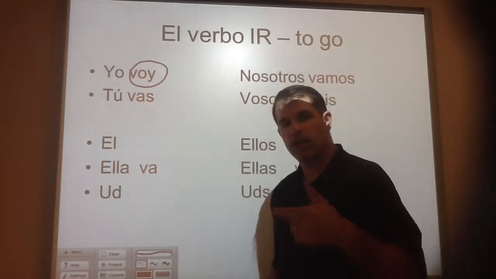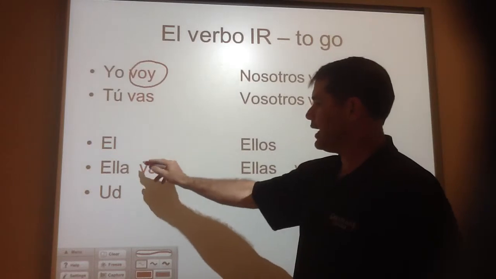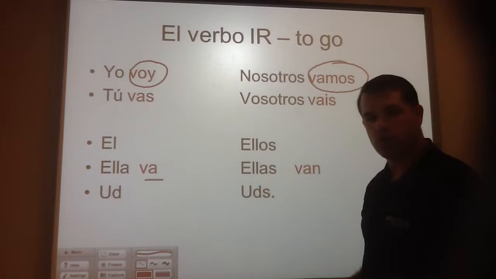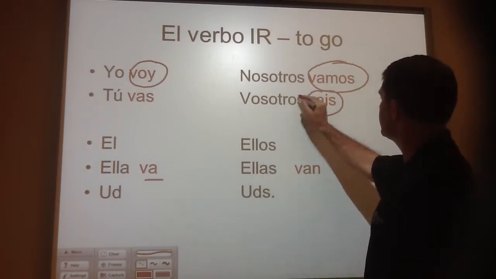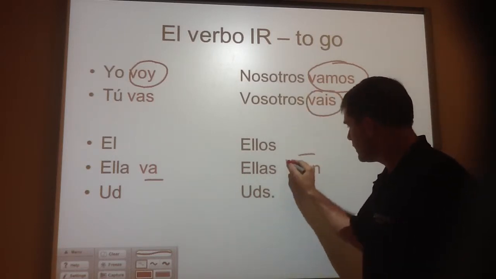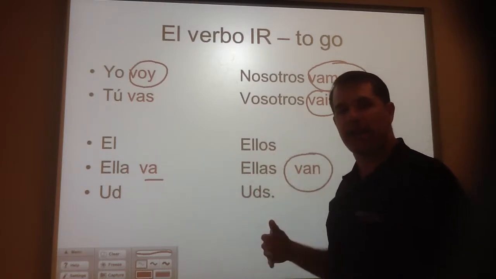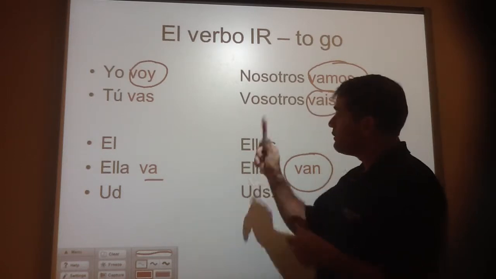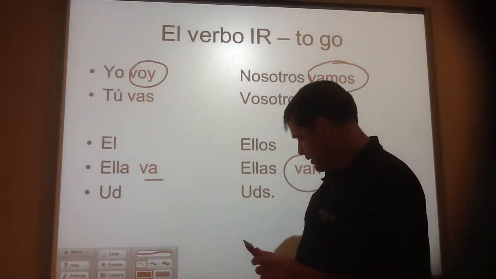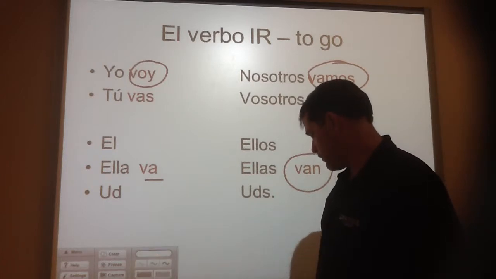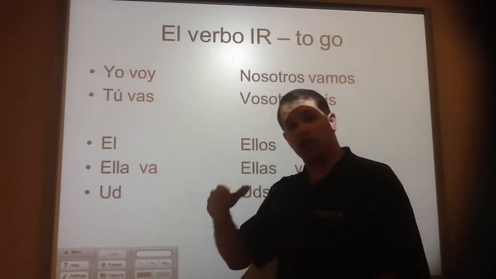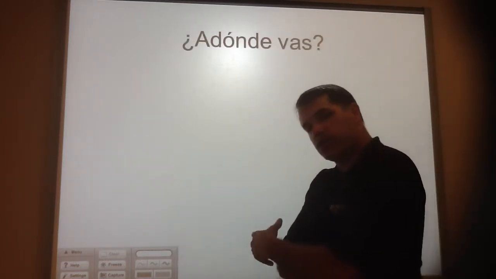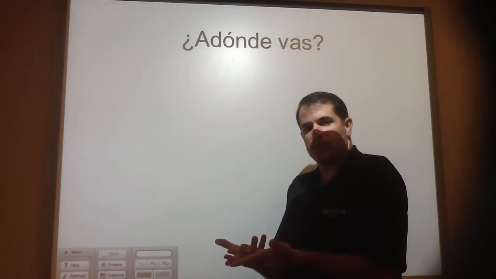Yo voy, tú vas, él, ella or usted va, nosotros vamos, vosotros vais, ellos, ellas, and ustedes van. Voy, vas, va, vamos, vais, van. Make sure you memorize and learn that verb well, because we will use this verb a lot. Because like I said, we can use this verb to talk about the future, say things that are going to happen in the future. But first, let's just use ir as the verb, which means to go.